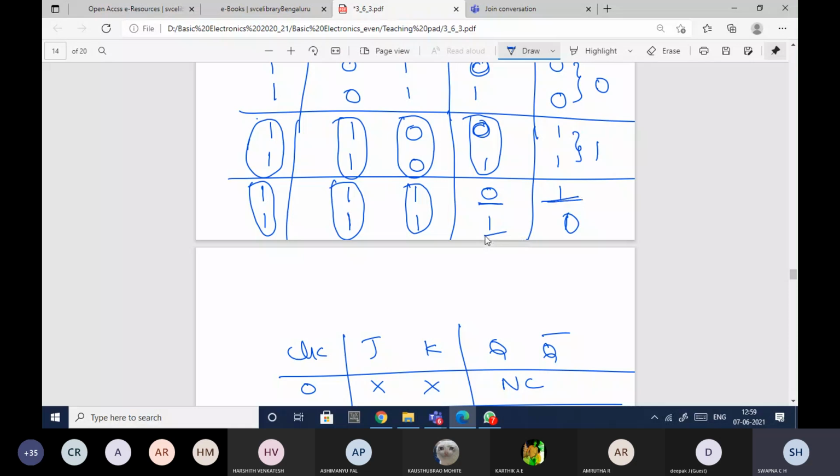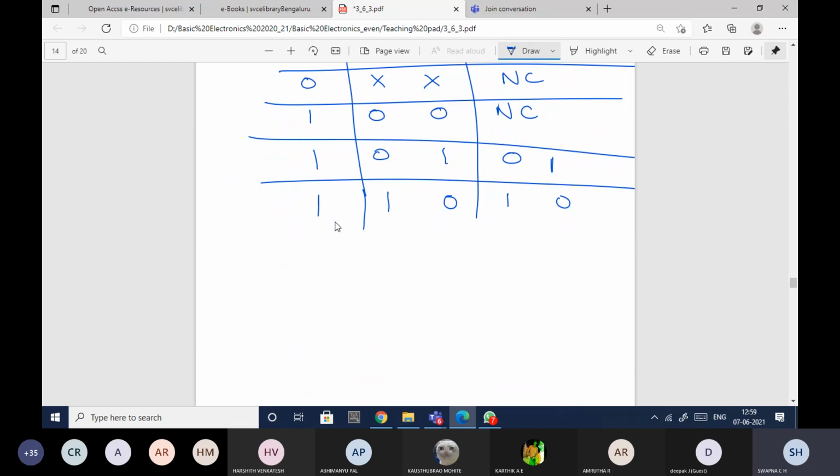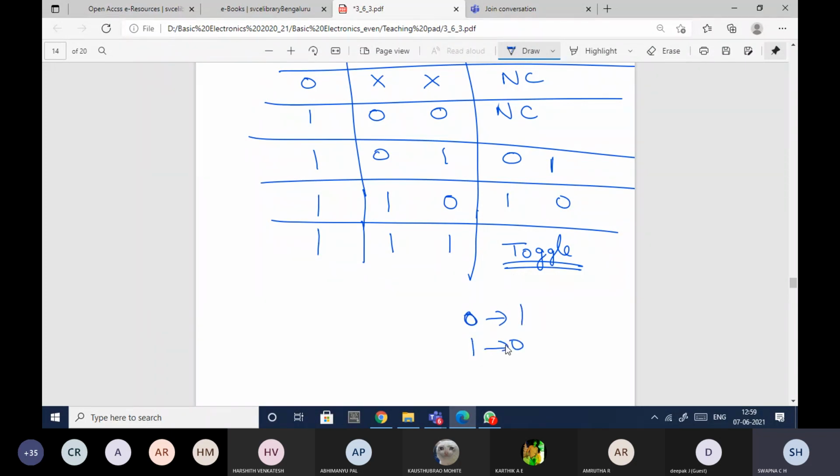It means that it is the complement of the present state that is happening. That complement we call toggle. When clock is 1, J is 1, K is 1, then the next state will toggle. Toggle in the sense it will invert the value. If the present state is 0, the next state will be 1. If the present state is 1, the next state will be 0. So this is said to be toggling.